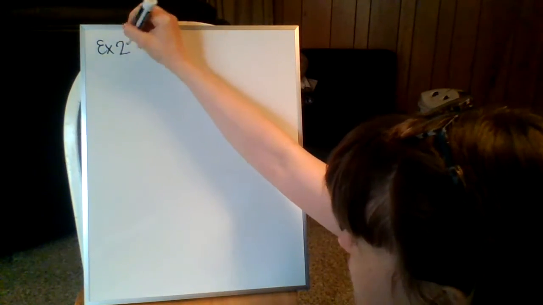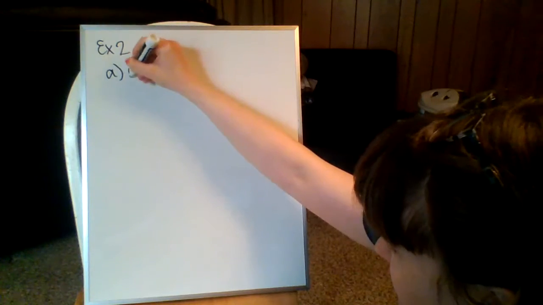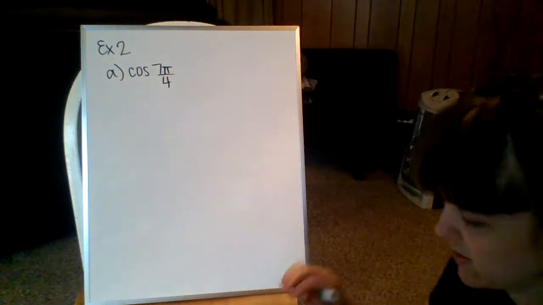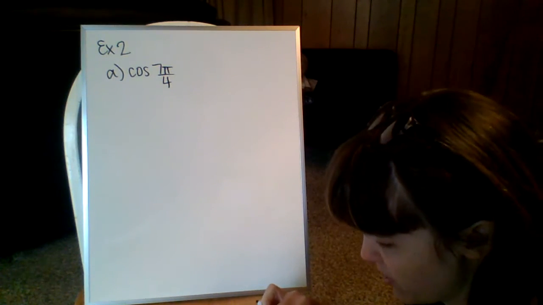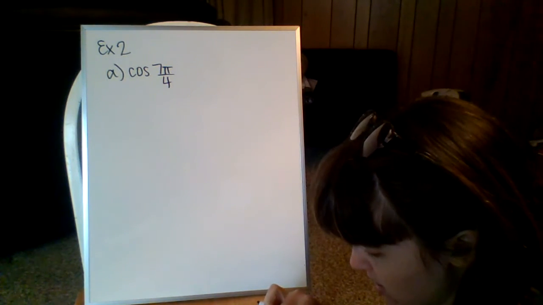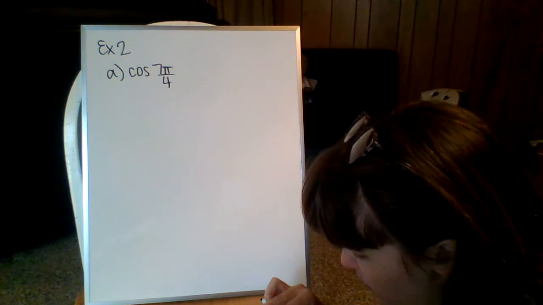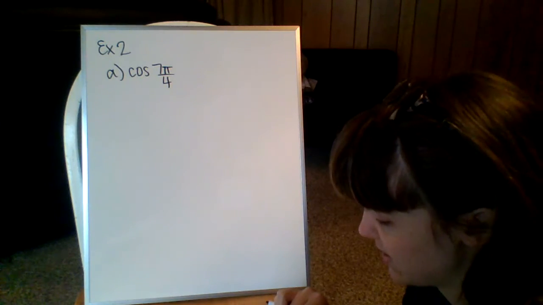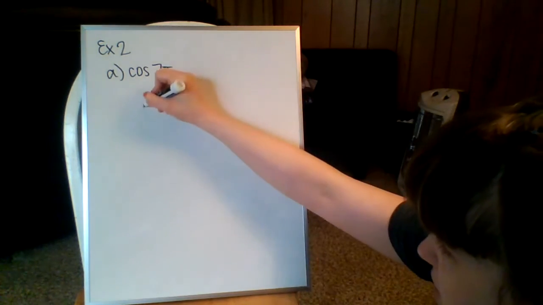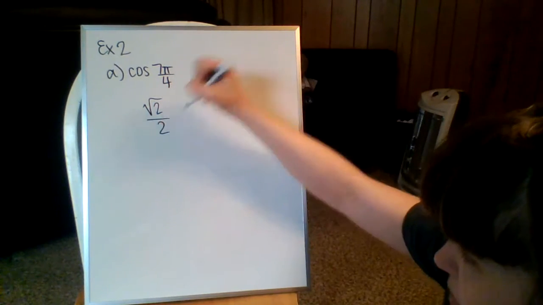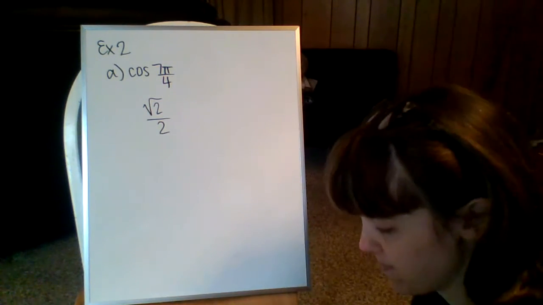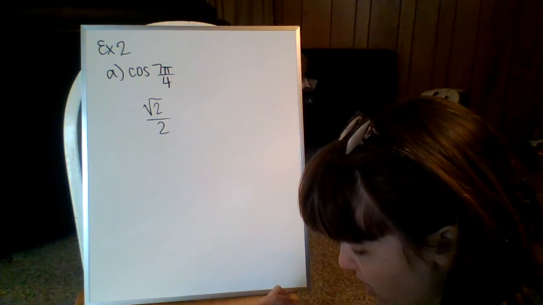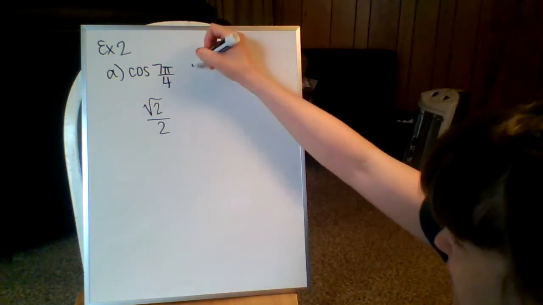Okay, example 2, part A, we have cosine 7 pi over 4. So let's find 7 pi over 4 on your unit circle. So, 7 pi over 4, found it. And we need the x value. So the x value of this is square root 2 over 2. So that's pretty straightforward. You just find it on the chart and then tell me what that value is.